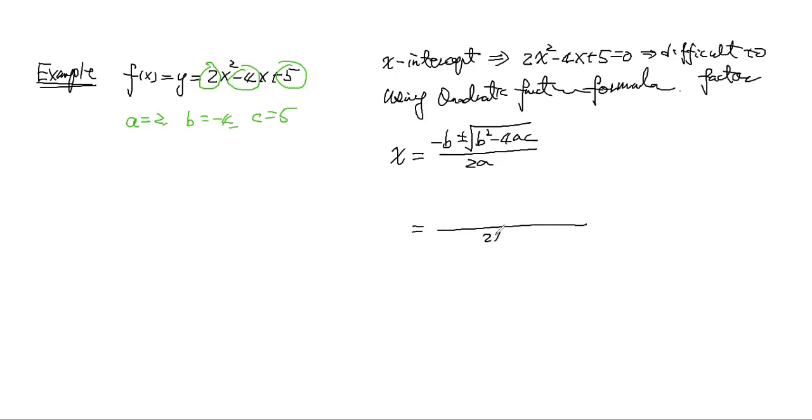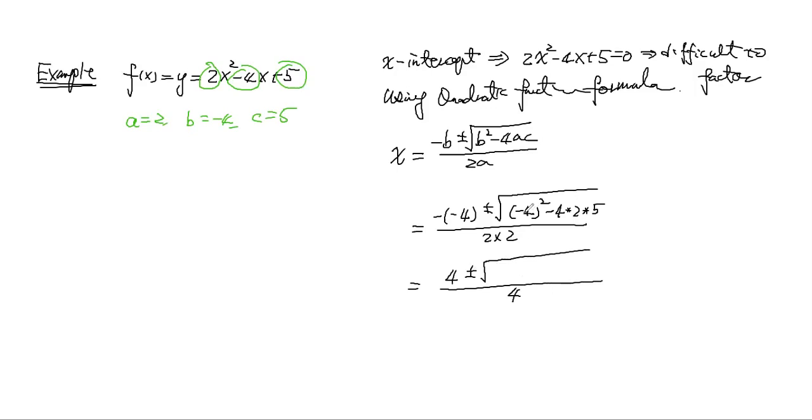2a, so it's 2 times 2, so it's 4. Negative b, so it's negative 4, plus or minus the square root of b squared, so it's negative 4 squared, minus 4ac, 4 times a times c. Okay, so let's see what happens here. Negative 4 squared is 16. And then minus 4 times 2, which is 8, and 8 times 5 is 40, right?